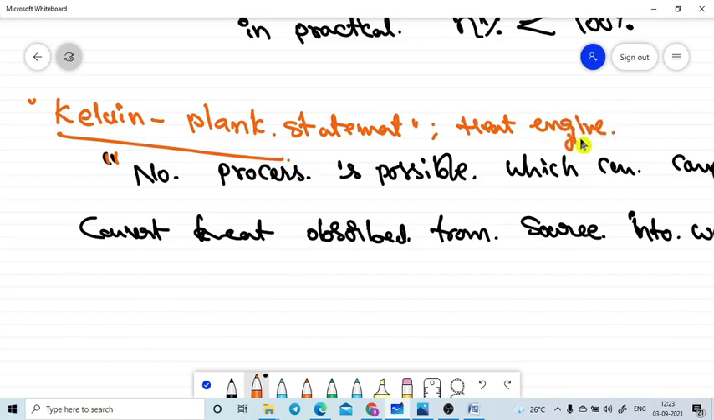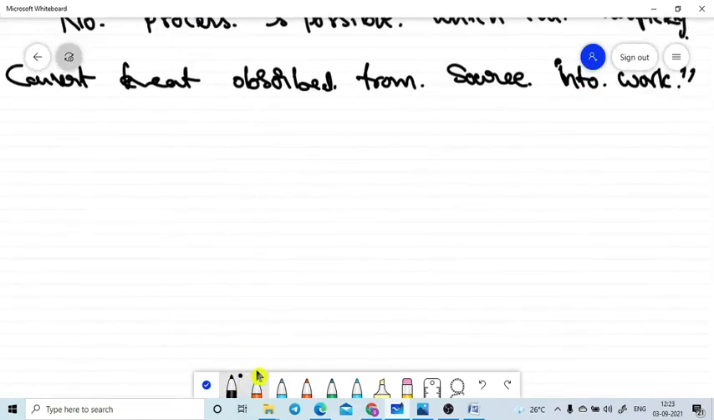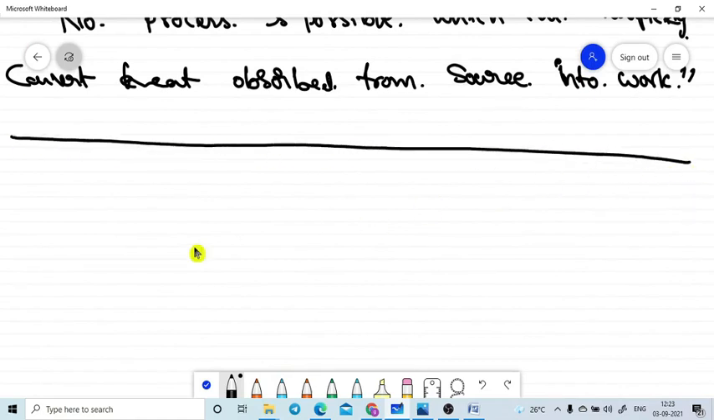So this is about the heat engine formula, the heat engine definition. Now if we go to the other one, the second law of thermodynamics has two statements. The first statement is related to the heat engine. The second statement is related to the refrigerator. So what are the refrigerator's limits?